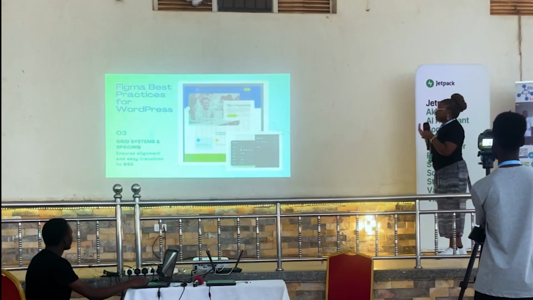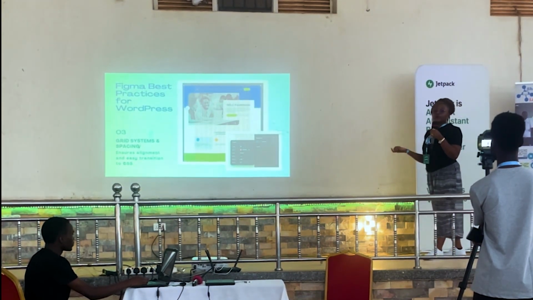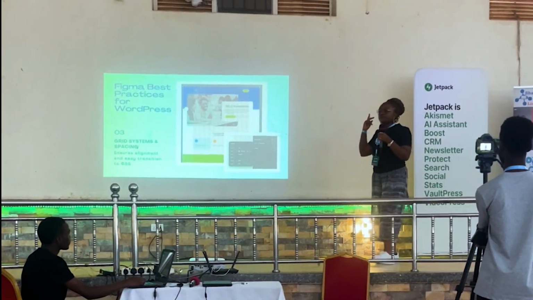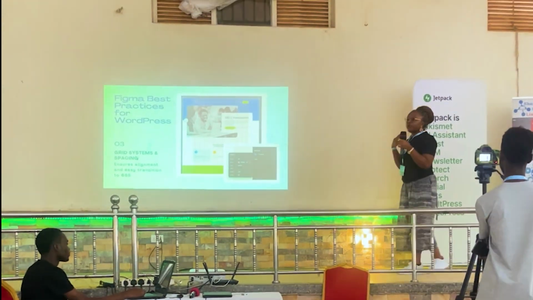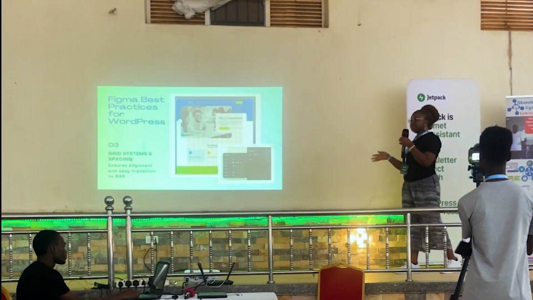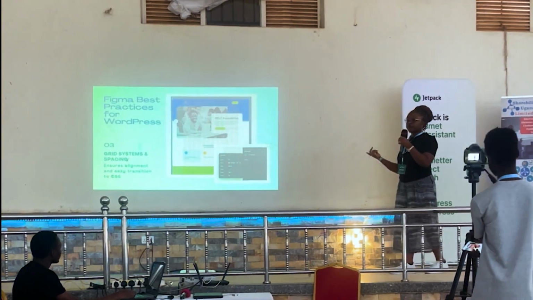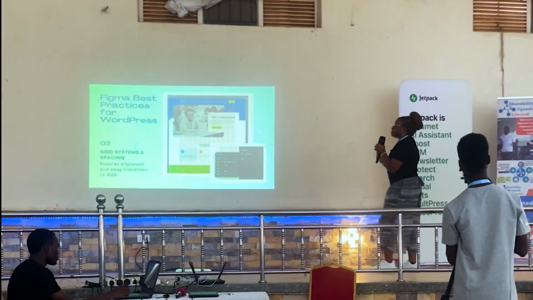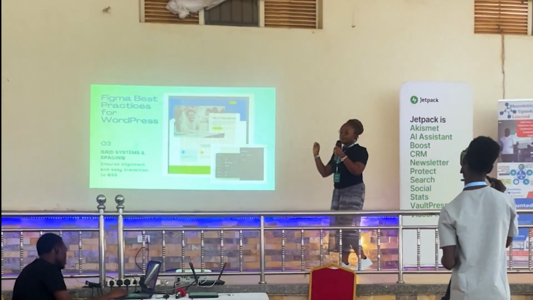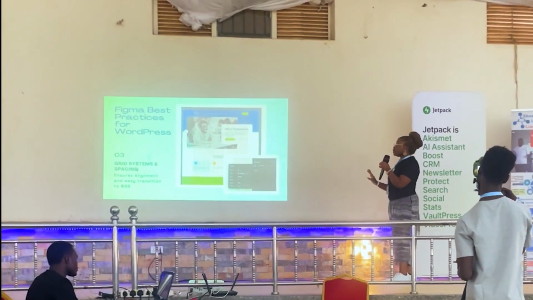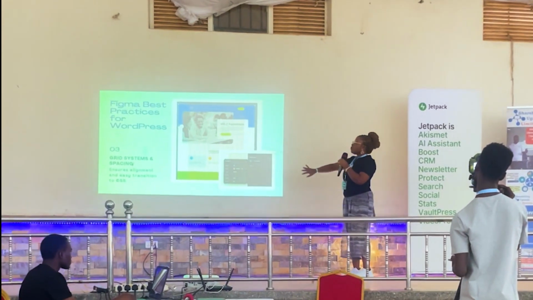Okay, now the next is the grid system. I'm pretty sure we are aware of our grid system. We have the 12-column grid for desktop, we have the 8 or 4 for tablets depending on the orientation, and we have the 4 or 2 column grid. So if you want to really maximize layout on Figma, it's best for you to make use of their grid system. They have that feature which makes it easy.